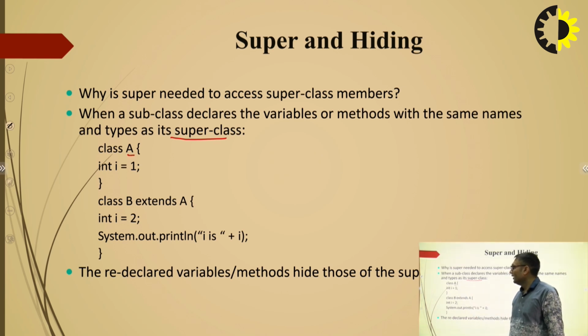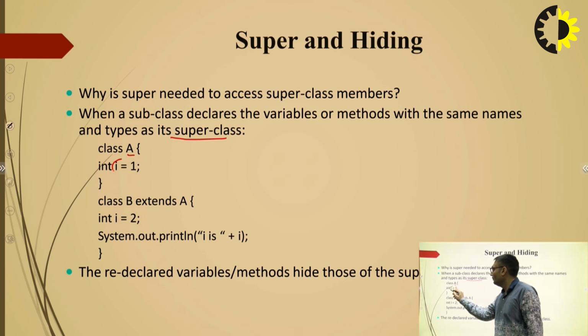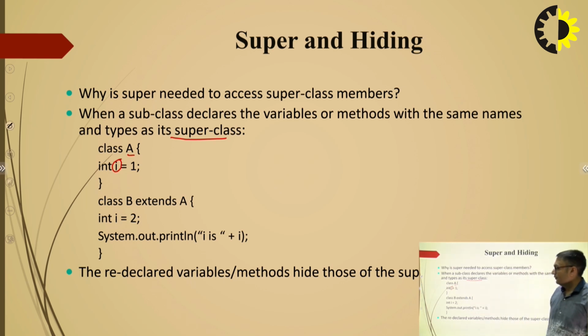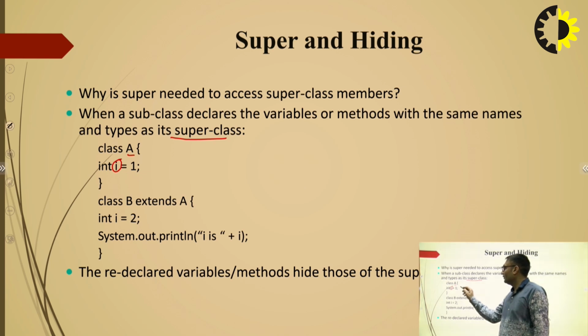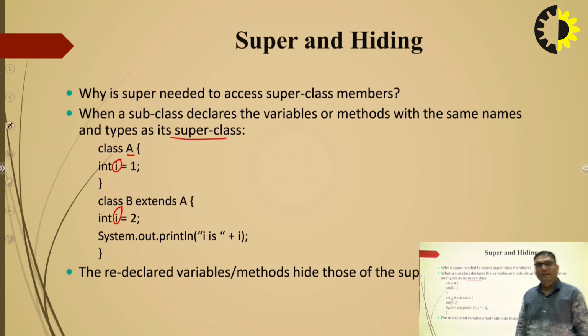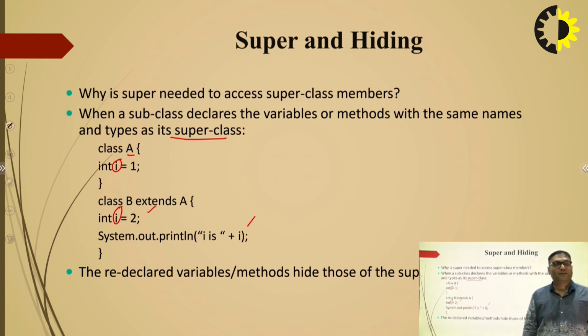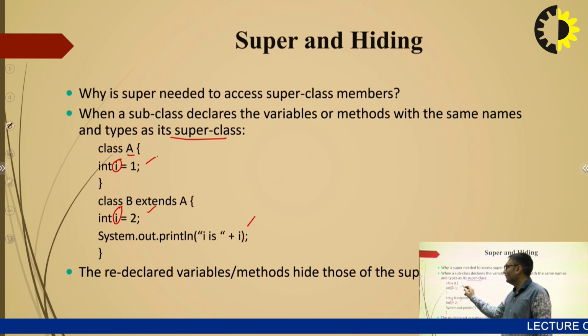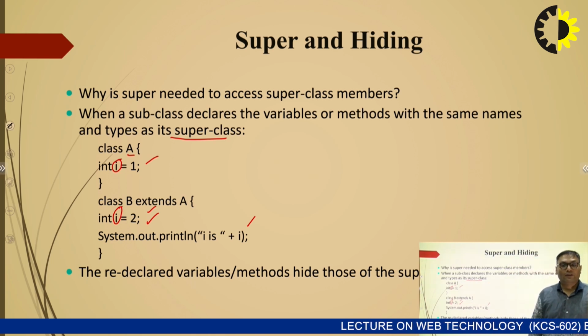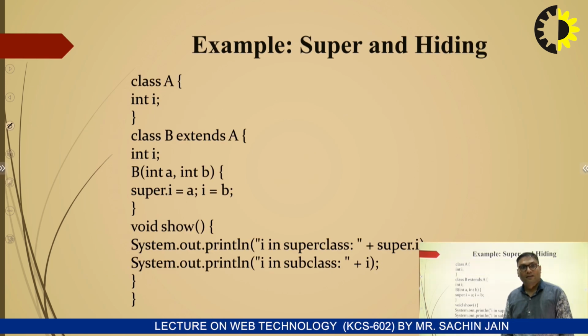There is a class A, and in class A there is a variable named i. Now B is extending class A, and B also has a variable with the same name as its parent class, i equals 2. When I print this i, it will print the value 2. But if I want to access the value i whose value is 1, inside this class B, I will use the keyword super. So let's see another example.